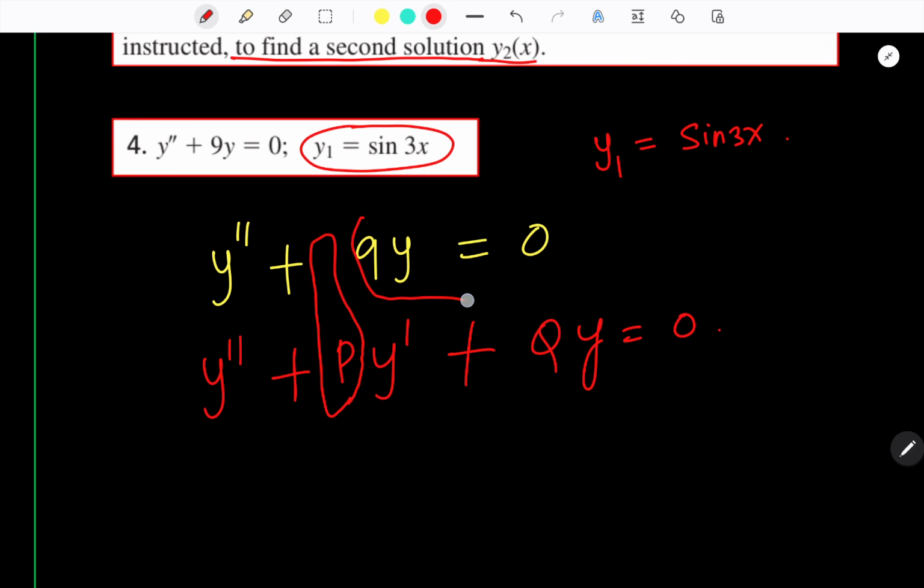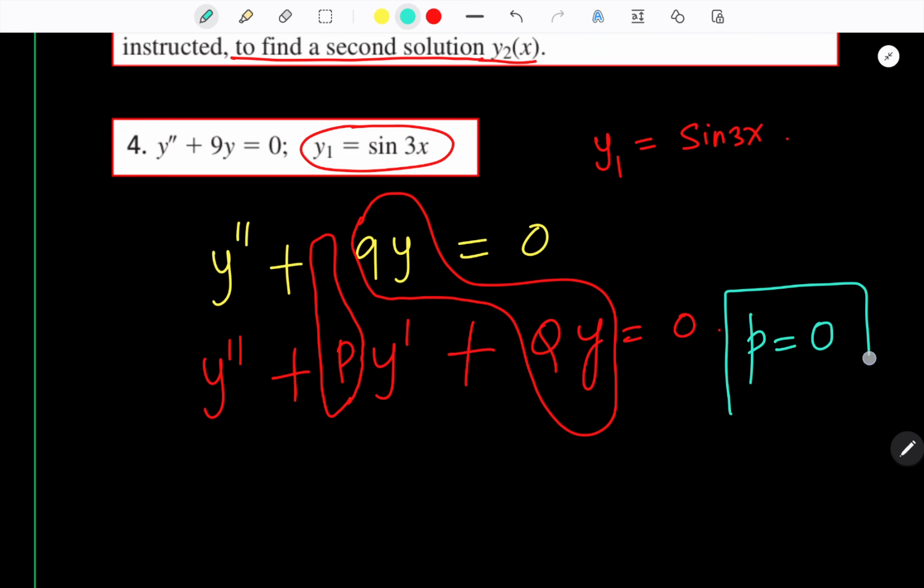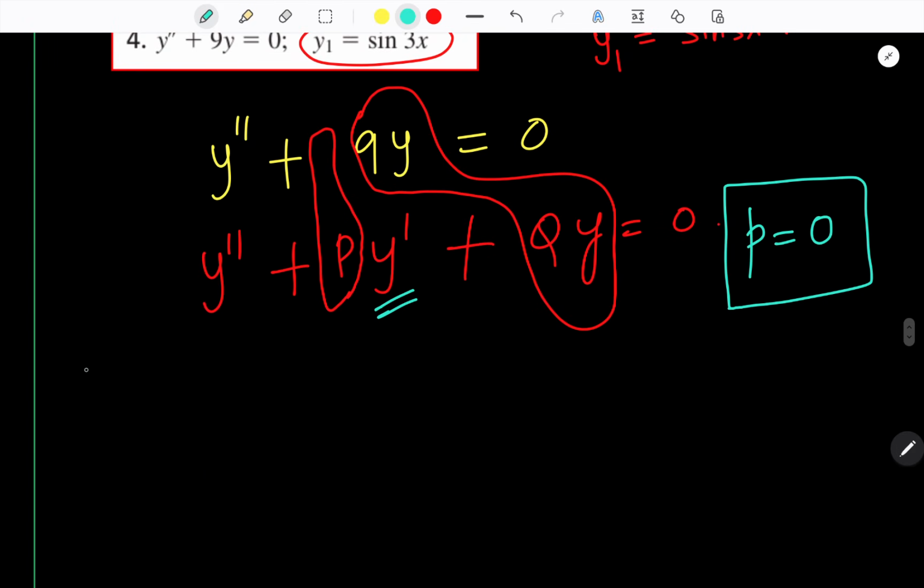Keep in your mind, this is y with the q. Is there any y dash in this equation? Absolutely not. So what is your p? p is equal to 0. But in the exam, you might write p is equal to 9. So p is equal to 0 because the model is that the coefficient of y dash is p. So let's write the formula for finding the second solution.